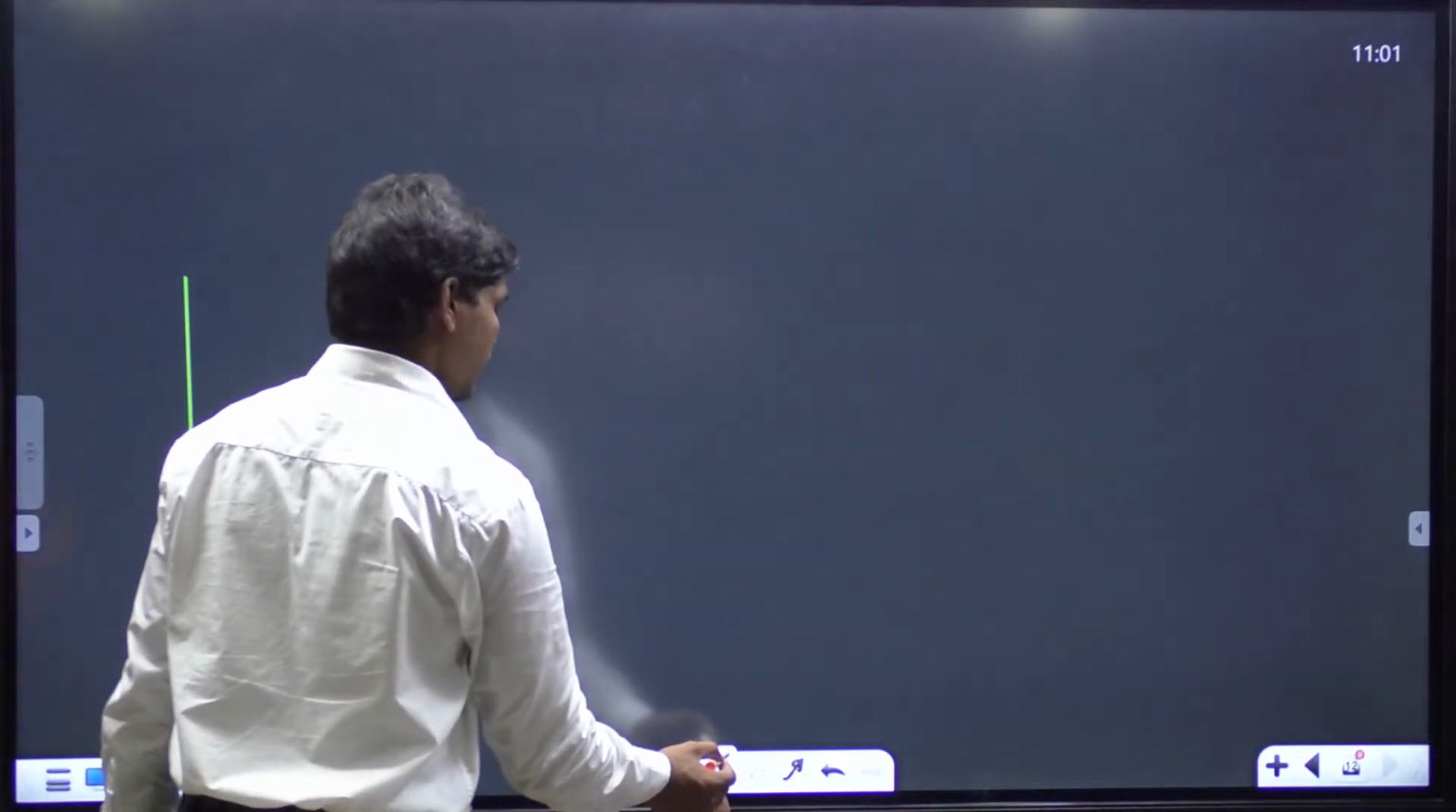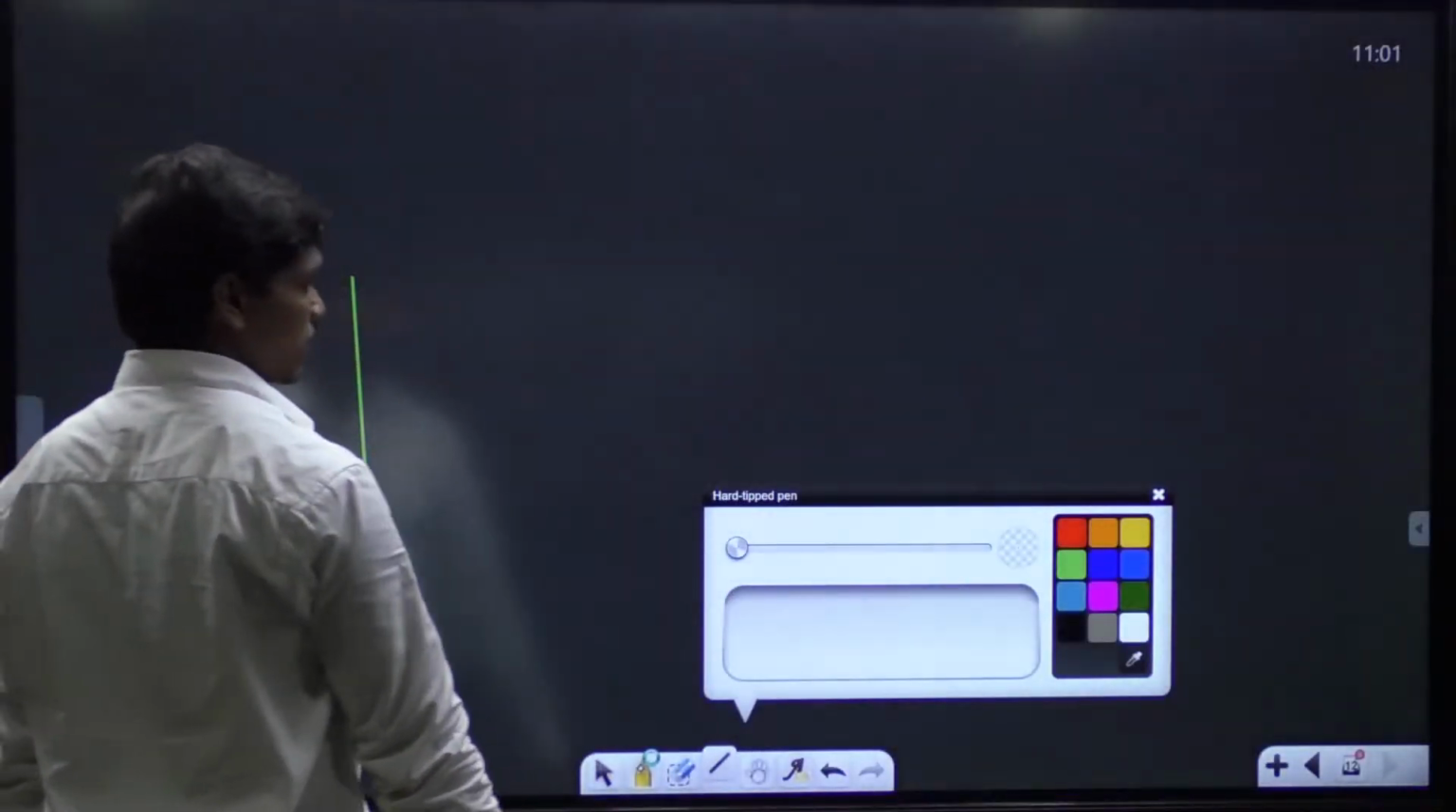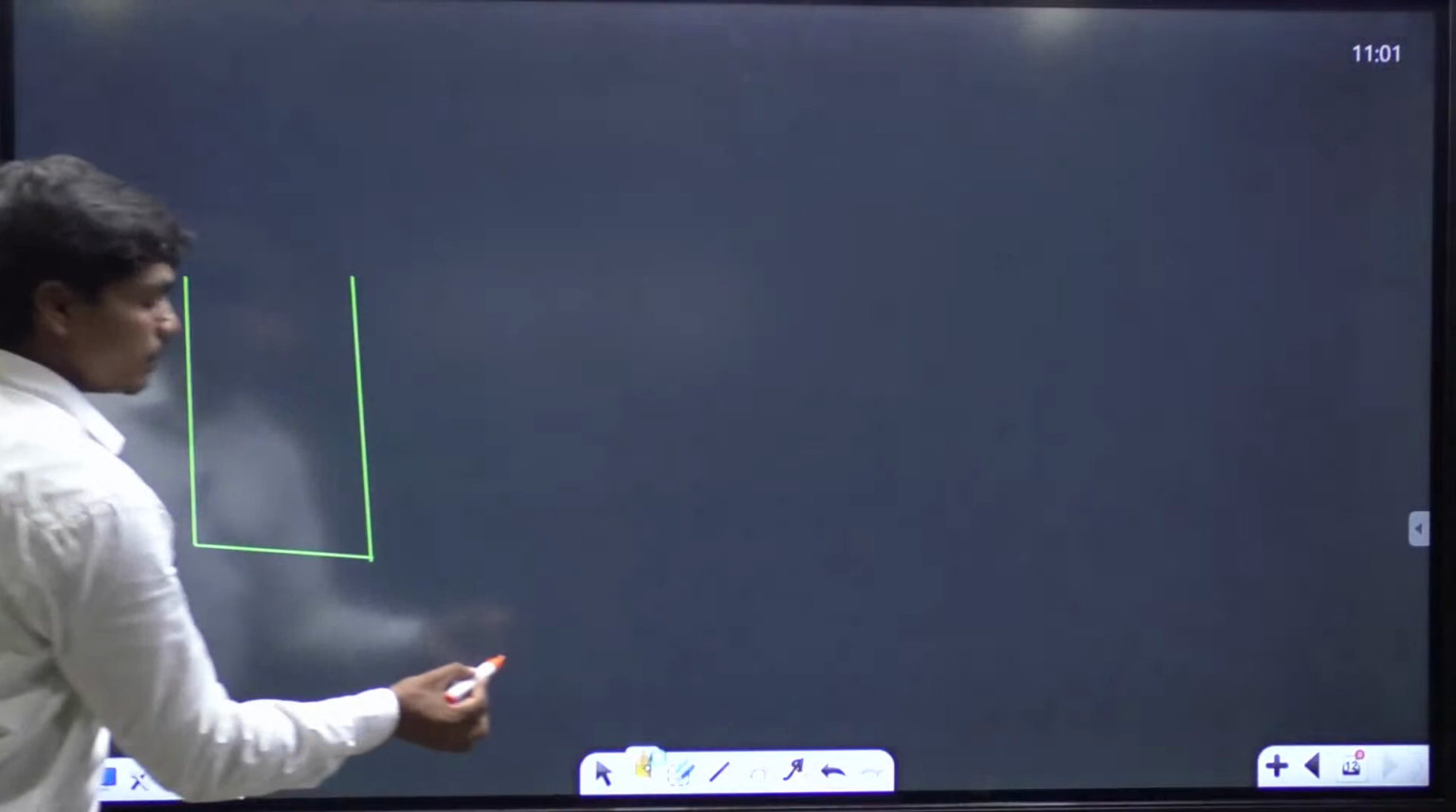This is taking time, I think. So we'll draw manually whatever is available to us. I think it's not responding. So please see here. We'll draw manually because it's taking time.